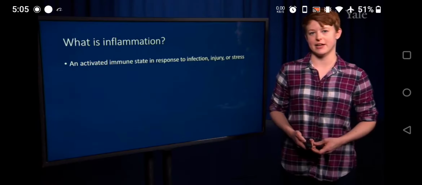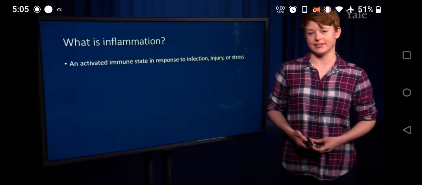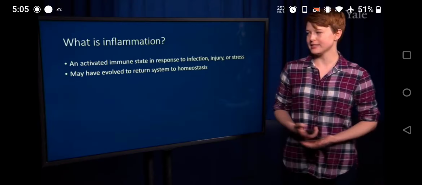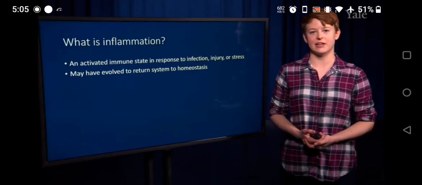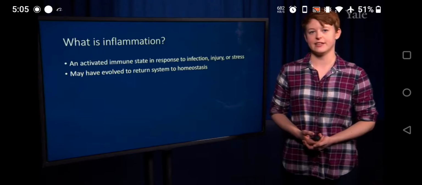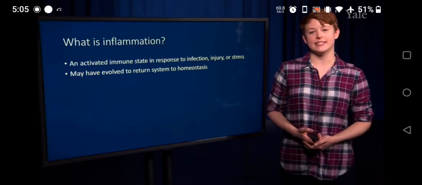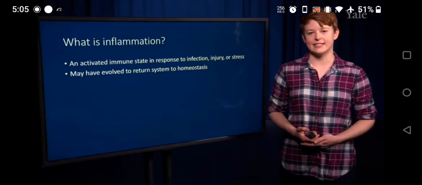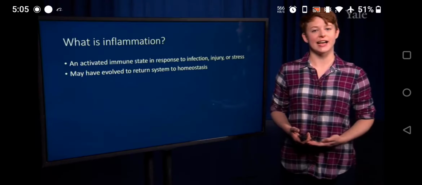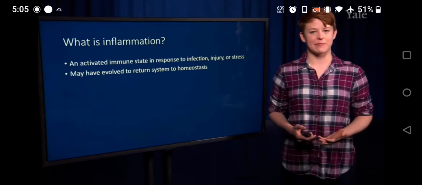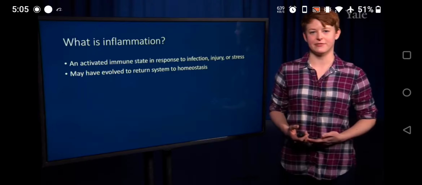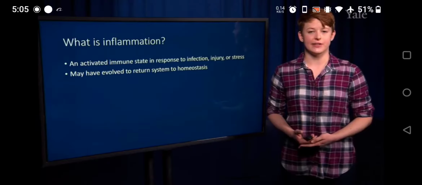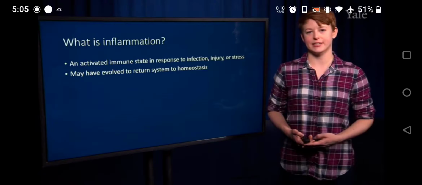So it's possible that inflammation may have evolved not to fight off pathogens, but actually to return the system to homeostasis. So what this means is that the tissue has a baseline. If something happens, like an injury, whether from an impact or cell death, even if there's no infection there, it's really important that the system is able to return to that original homeostatic state.